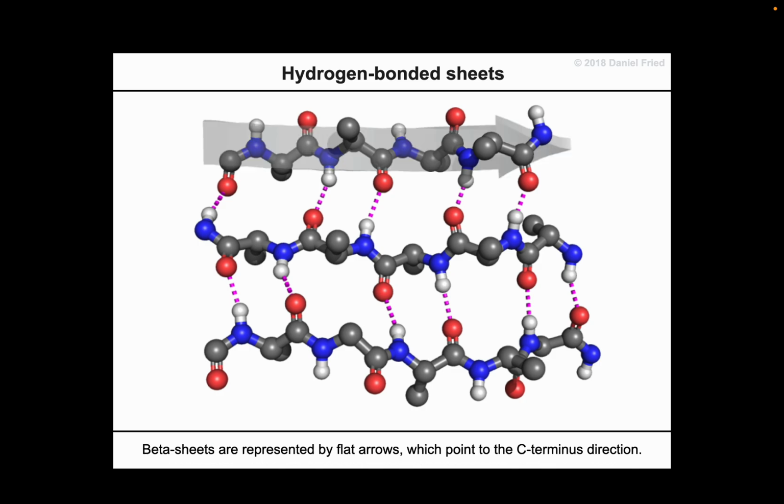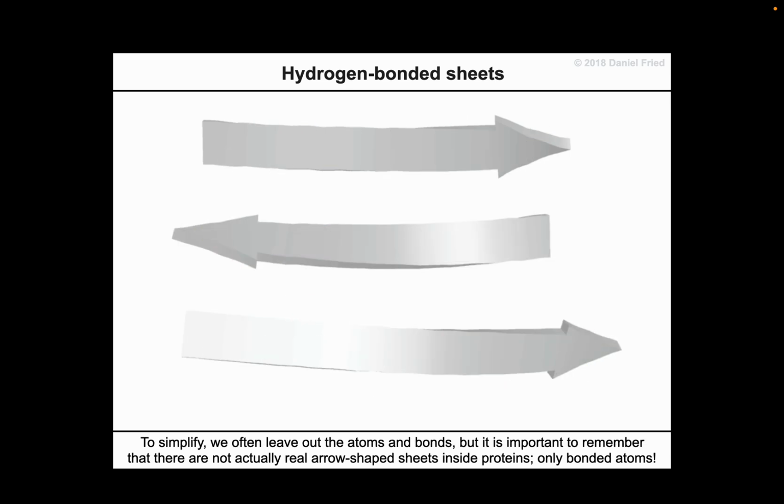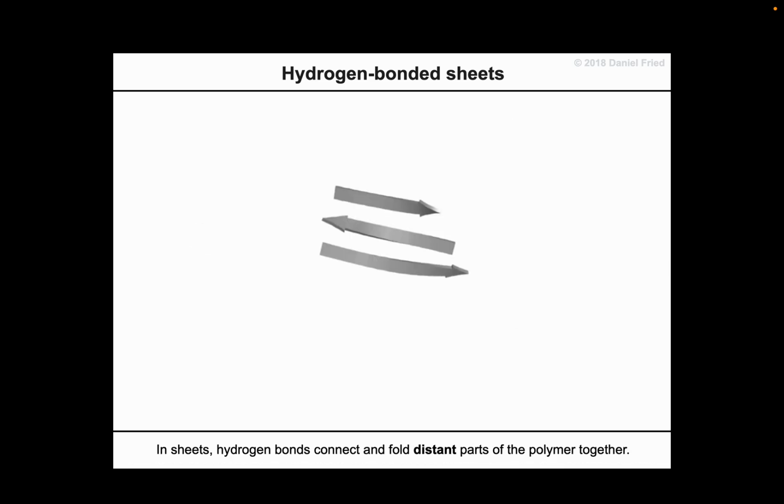the hydrogen bonds. Beta sheets are represented by flat arrows which point in the C terminal direction. You can clearly see here the atoms and bonds, but it's important to remember that there are not actually real arrow-shaped sheets inside proteins, only bonded atoms. In sheets, hydrogen bonds connect and fold distant, far parts of the polymer together.